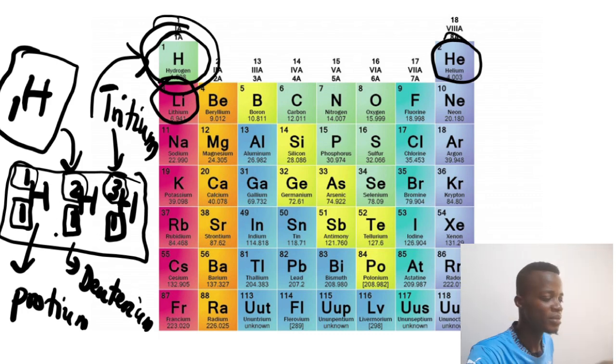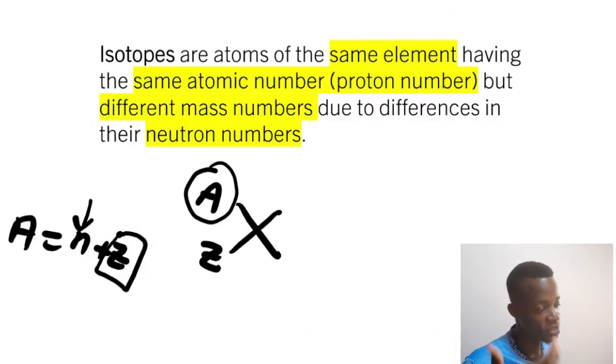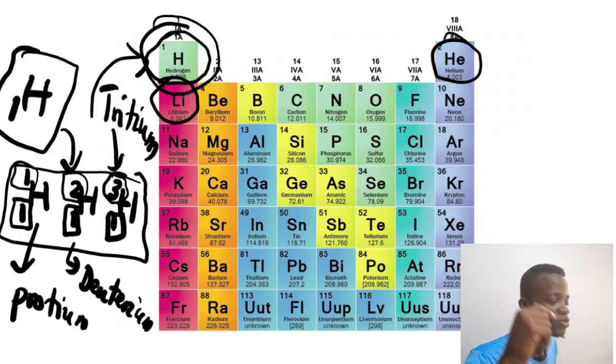So the atoms of the same element having the same proton number, or the same atomic number, but different mass numbers. Why is there a difference in the mass number? Because there's a difference in the neutron number. So you need to actually state all that if you refer to this definition. Atoms of the same element having the same atomic number, that's proton number, but different mass numbers due to differences in their neutron numbers. So the neutron numbers are what differ when you get to a particular family.